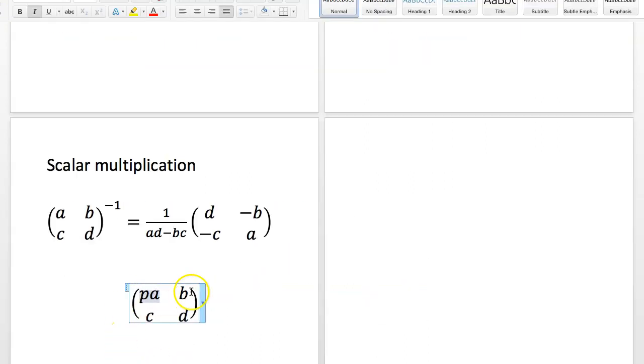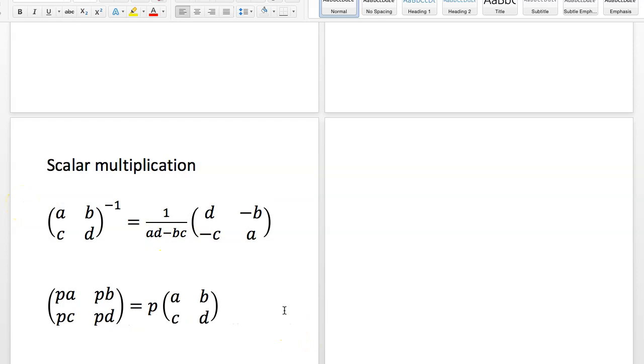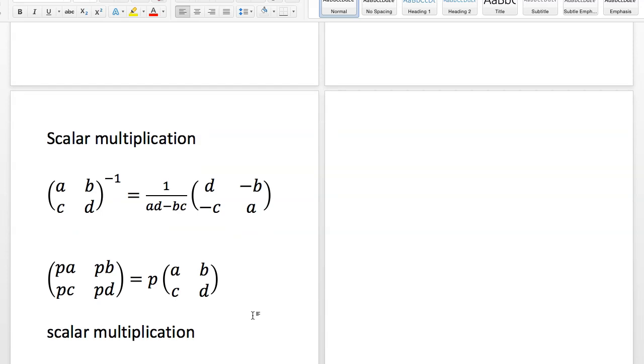Let's just say I multiply everybody in here by P, and P is just some multiplier. Even if it's 0, I can still factor it out. I can't divide by 0, but I can still factor 0 out, right? It wouldn't be any fun, but it'd be okay. So there, just factor out P. And now if you redistribute P back in, you have to multiply everybody in here by P. And this is called scalar multiplication of the matrix. Okay.